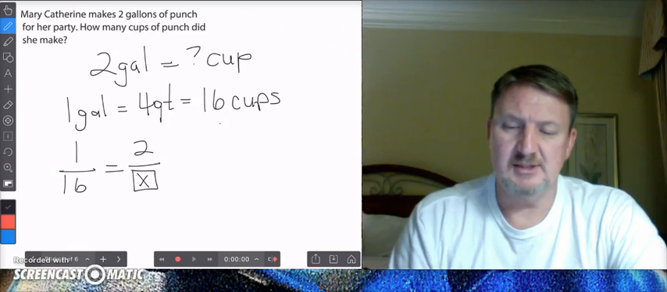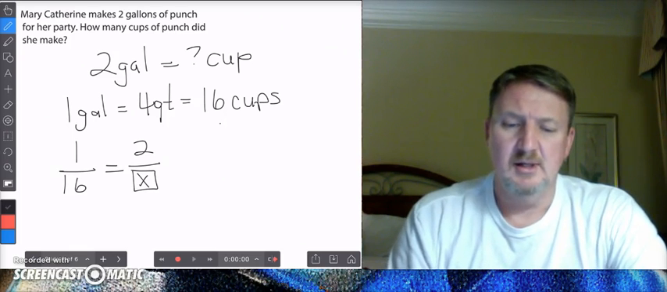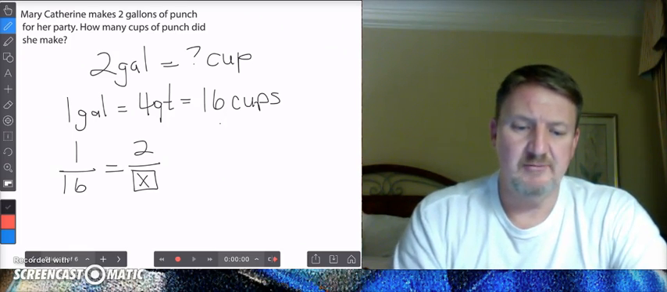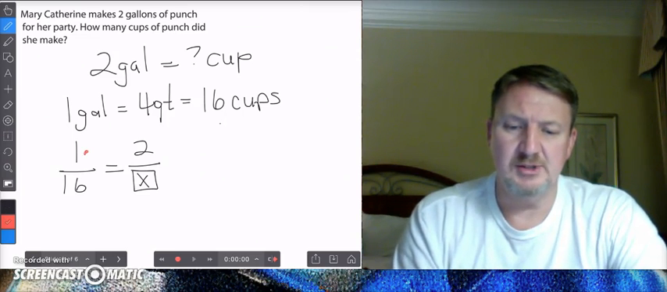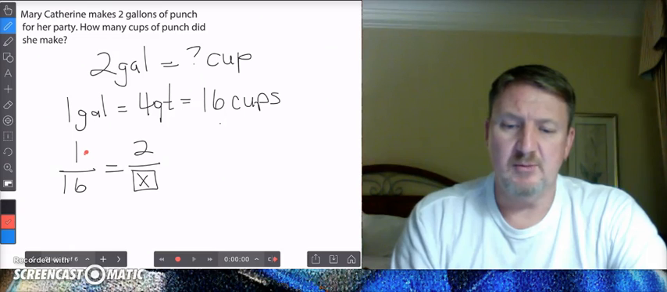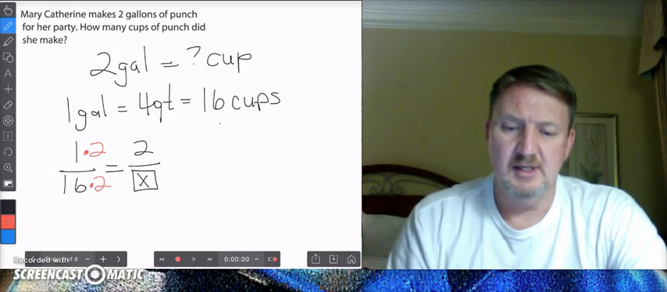Let's just put an X there because I'm going to show you another way too. So using my equivalent fractions, equivalent ratios, what did I multiply 1 by to get to 2? Well, I multiplied by 2, so that tells me I multiply the bottom times 2, and that gives me 32. So that tells me there are 32 cups in 2 gallons.